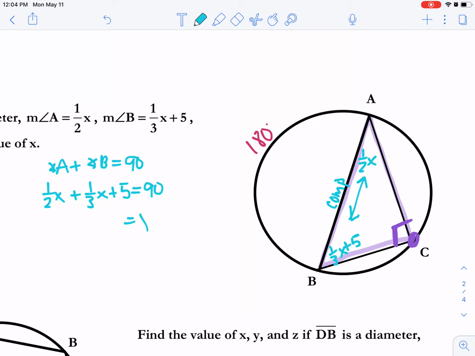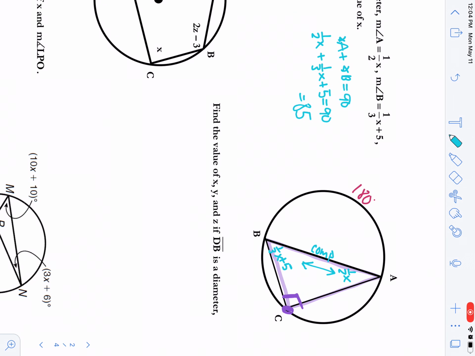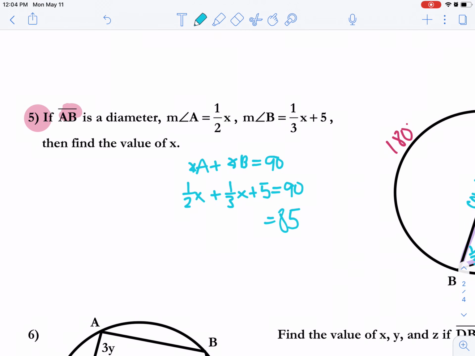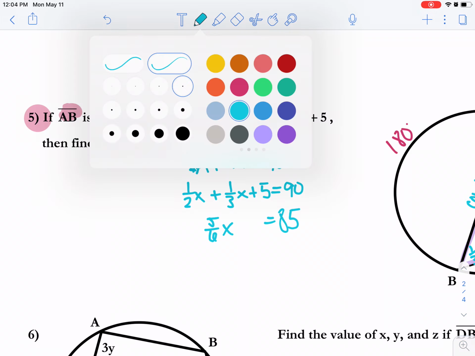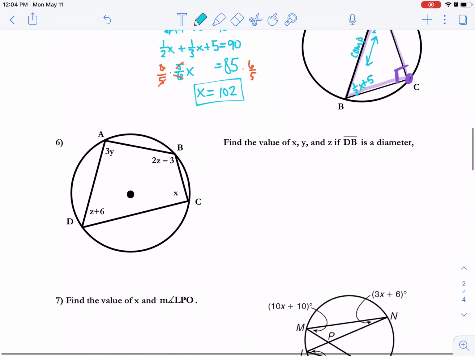So here we just have to use our calculator, deal with some fractions for a little bit. You can find common denominators if you wanted to do it by hand, but honestly, just use your calculator. Here we're going to get 5/6 x equals 85. To solve, we're going to multiply both sides by the reciprocal. So multiply both sides by 6/5. So then the 6's cancel, the 5's cancel, so we're just left with 1x. 85 times 6/5 gives us 102. So x equals 102. Okay.